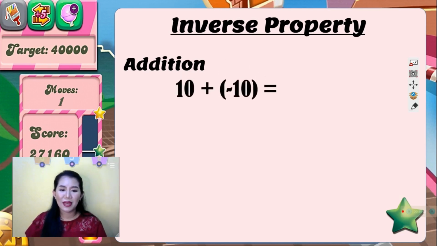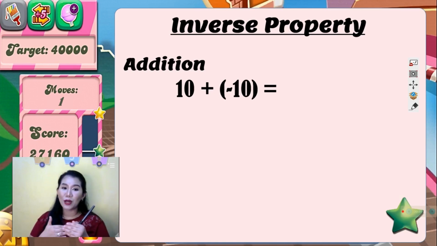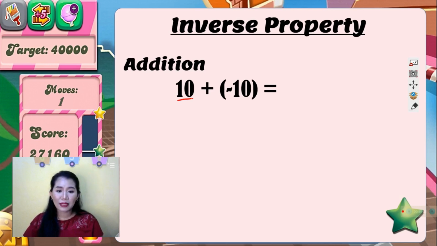Okay, ano ibig sabihin ng inverse property for addition? For any number, any integer a plus negative a, it is equal to 0. Ibig sabihin daw ng inverse, kinuha mo yung parang opposite niya. So, for addition, kung meron kang 10 at dinagdagan mo siya ng opposite sign niya, di ba? 10 here is positive. Dinagdagan mo siya ng opposite niya, the answer is 0.